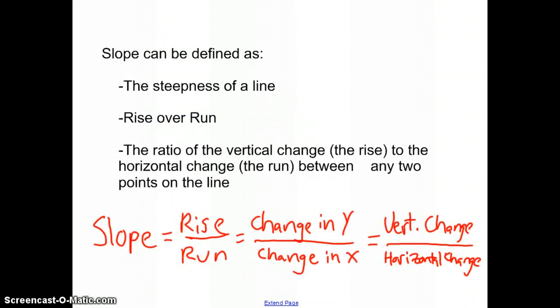Slope can be defined several different ways. One way that we can define slope is that it's the steepness of a line, how steep something is. We can also do rise over run, and we can also say it's the ratio of the vertical change to the horizontal change. If you look down here, I've got them summed up all on a row here. Slope can be defined as rise over run. It can be defined as the change in the y over the change in the x. And it can also be defined as the vertical change over the horizontal change.